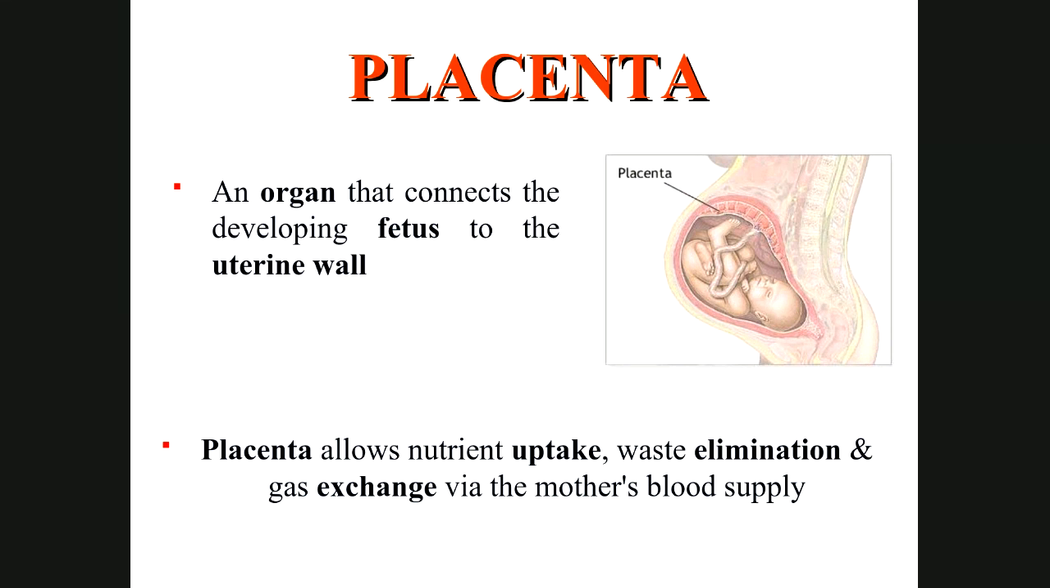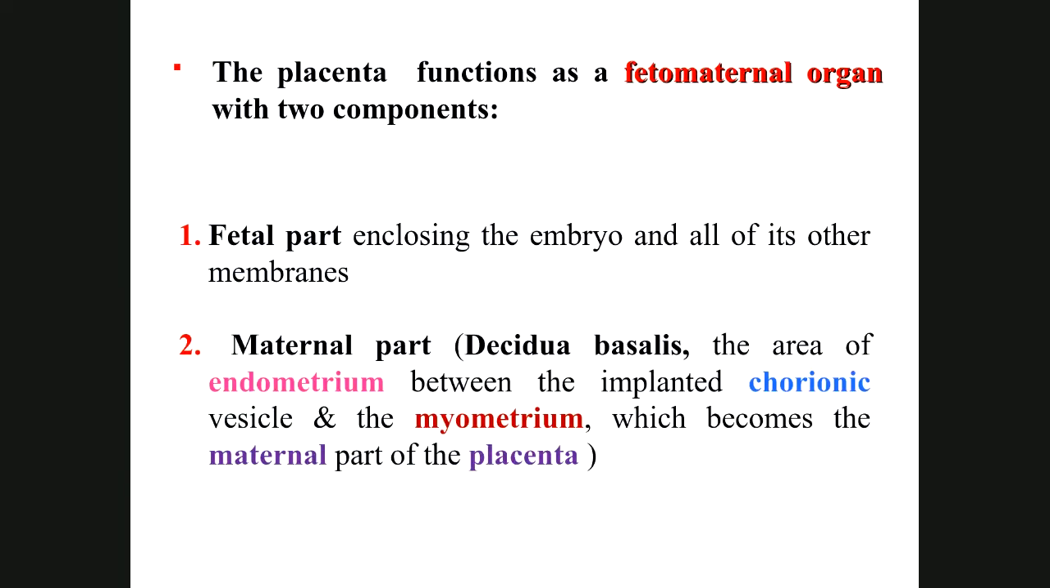It is an organ that connects the developing fetus to the uterine wall. This placenta is called a fetomaternal organ, and hence it has two parts, the fetal part and the placental or the maternal part. This organ allows nutrient uptake, waste elimination, and gas exchange via the mother's blood supply. Let us see the next slide. As I said, it functions as a fetomaternal organ having two components.